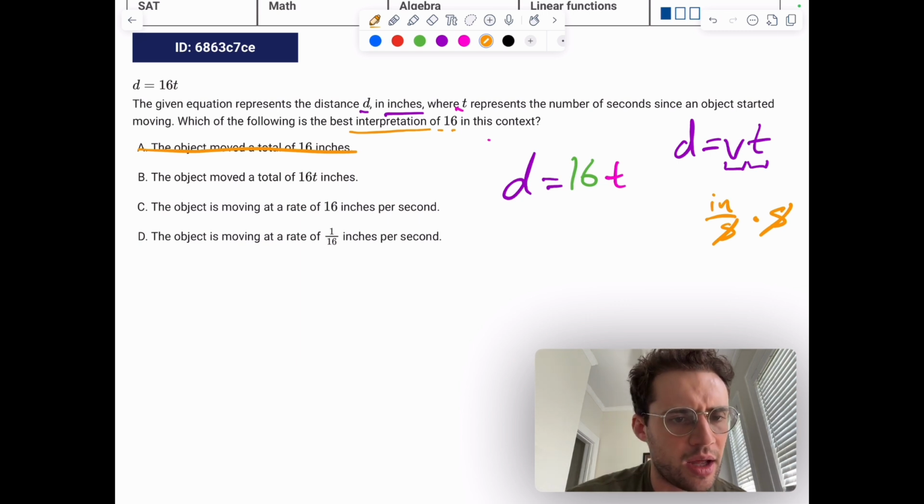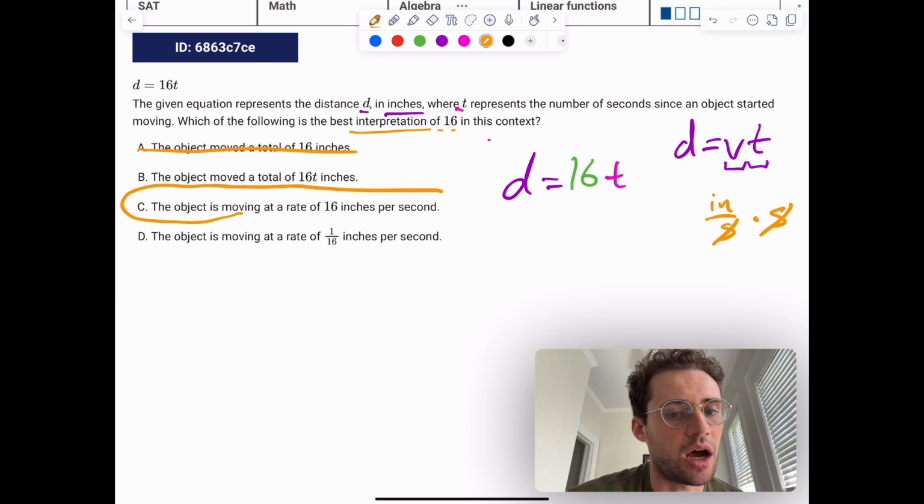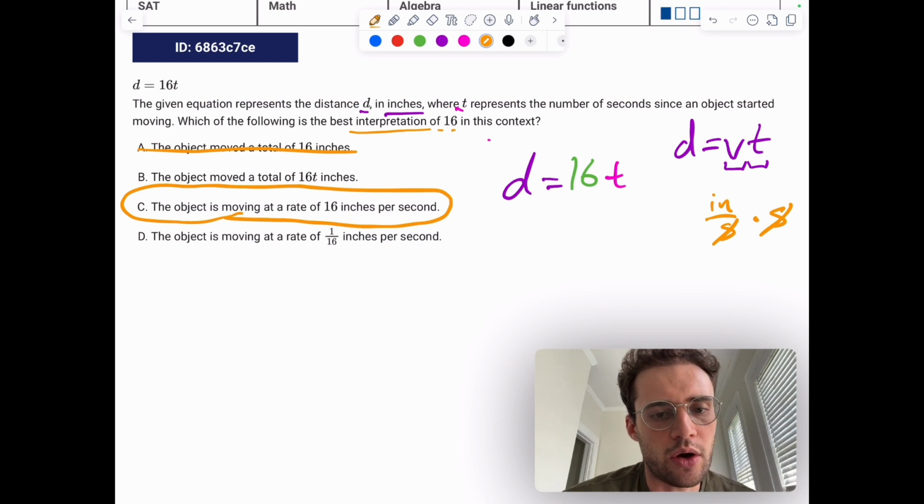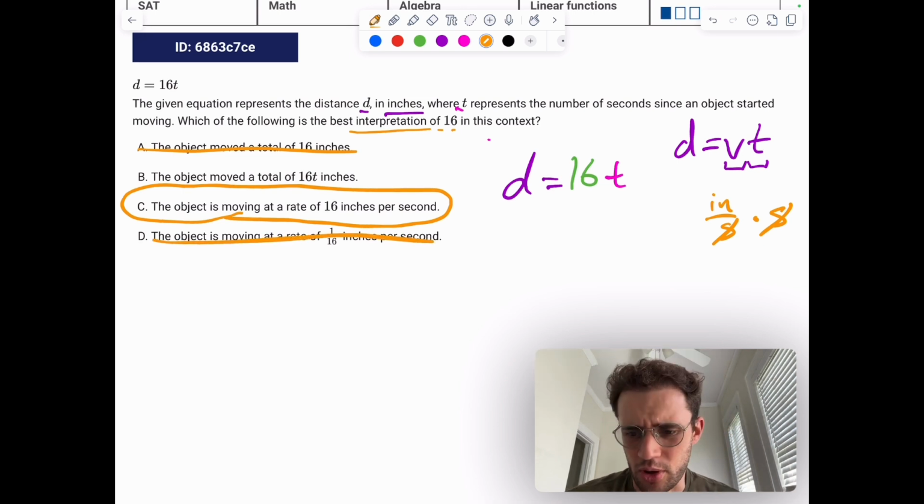So I'll leave b for now, but the object is moving at a rate of 16 inches per second. Okay, that's a better interpretation of 16. This b is true, but again, that's not really what the question was asking. The object is moving at a rate of 1 over 16 inches per second. No, that's the reciprocal. I don't know why they would be doing that. If you're traveling 16 inches per second for 2 seconds, then you went 32 inches.